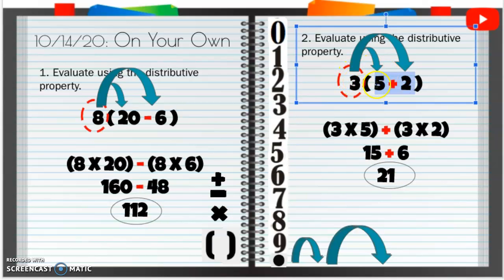And that will be the same thing as if you were to do 5 plus 2 and then multiply it by 3. So 5 plus 2 is 7, and then you multiply that by 3. Do you get 21? Yes, you do. Bada bing, bada boom. Great job.